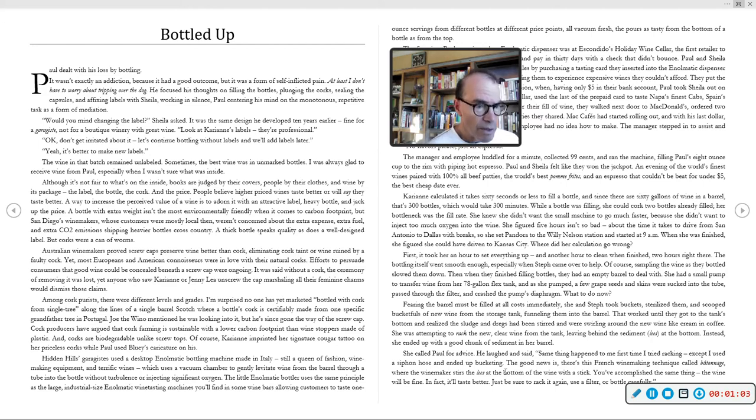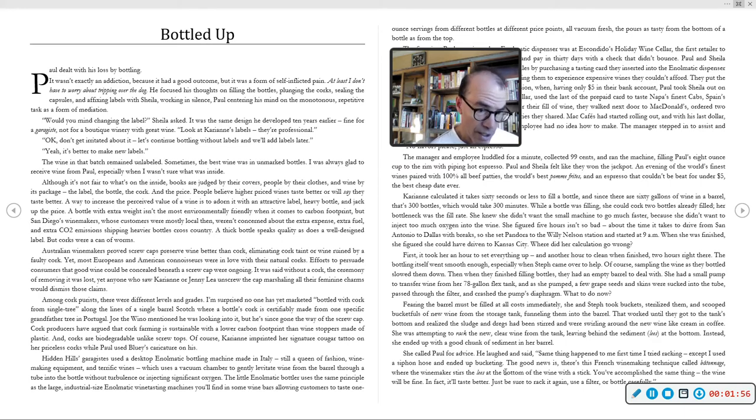I was always glad to receive wine from Paul, especially when I wasn't sure what was inside. Although it's not fair to what's on the inside. Books are judged by their covers, people by their clothes, and wine by its package, the label, the bottle, the cork, and the price. People believe higher-priced wines taste better, or will say they taste better. A way to increase the perceived value of a wine is to adorn it with an attractive label, heavy bottle, and jack up the price. A bottle with extra weight isn't the most environmentally friendly when it comes to carbon footprint. But San Diego's winemakers, whose customers were mostly local then, weren't concerned about the extra expense, extra fuel, and extra CO2 emissions shipping heavier bottles cross-country. A thick bottle speaks quality, as does a well-designed label.